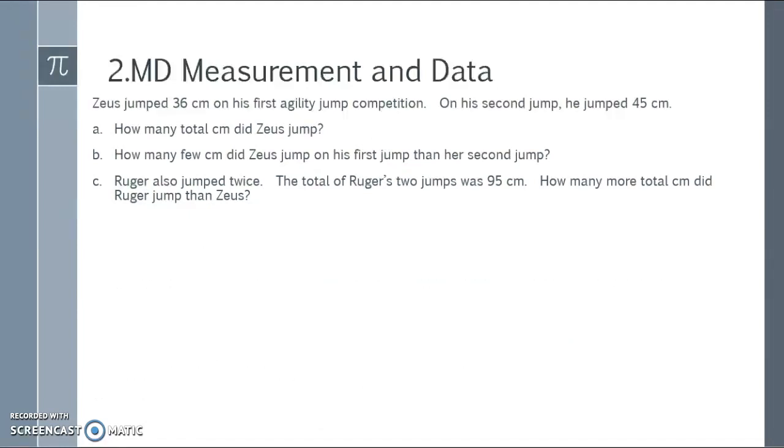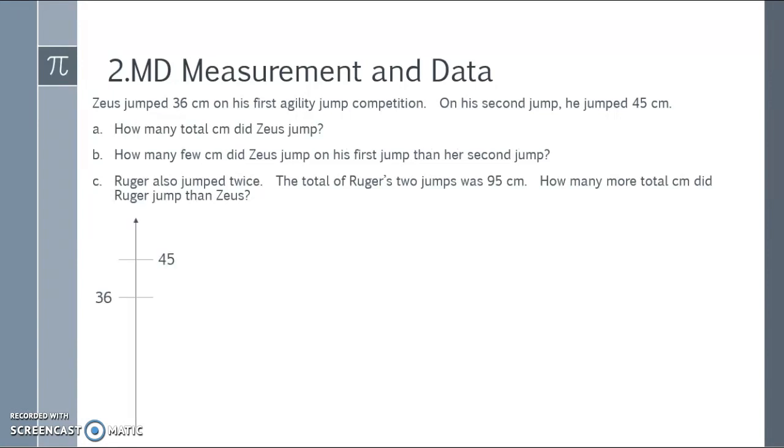Zeus jumped 36 centimeters on his first agility jump competition. On his second jump, he jumped 45 centimeters. How many total centimeters did Zeus jump? How many fewer centimeters did Zeus jump on his first jump than his second jump? Ruger also jumped twice. The total of Ruger's 2 jumps was 95 centimeters. How many more total centimeters did Ruger jump than Zeus? So let's see, how many total centimeters did Zeus jump?